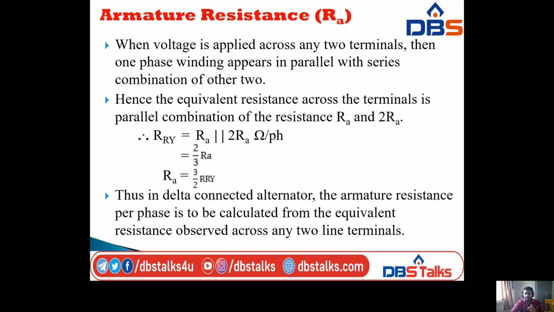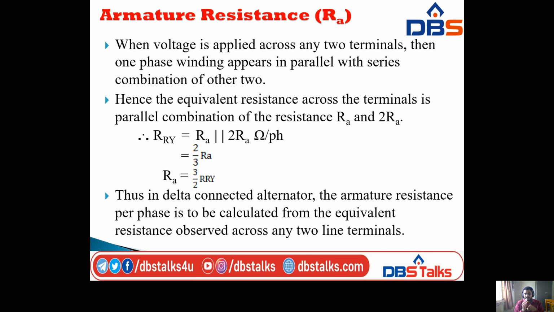When the voltage is applied across any two terminals, one phase winding appears in parallel with the series combination of the other two. You already know this connection. Hence the equivalent resistance across the terminals is the parallel combination of the resistance RA and 2RA. That means one phase winding, RA, is in parallel with the series combination RA plus RA, that is 2RA.